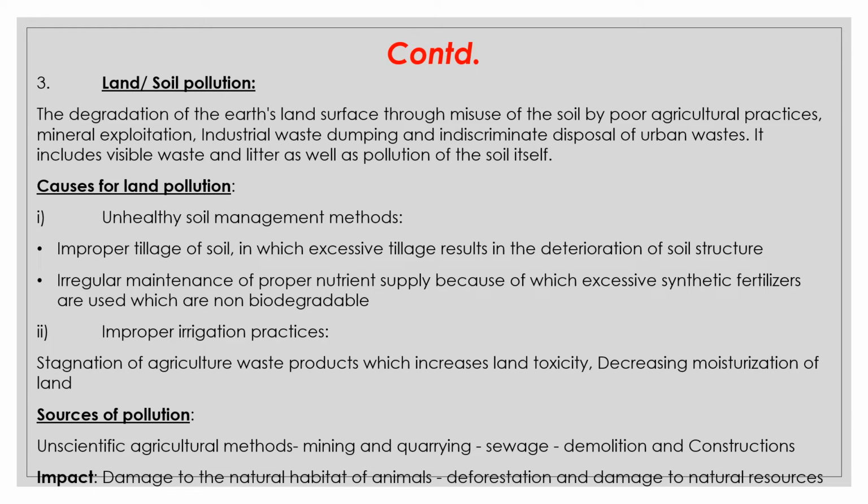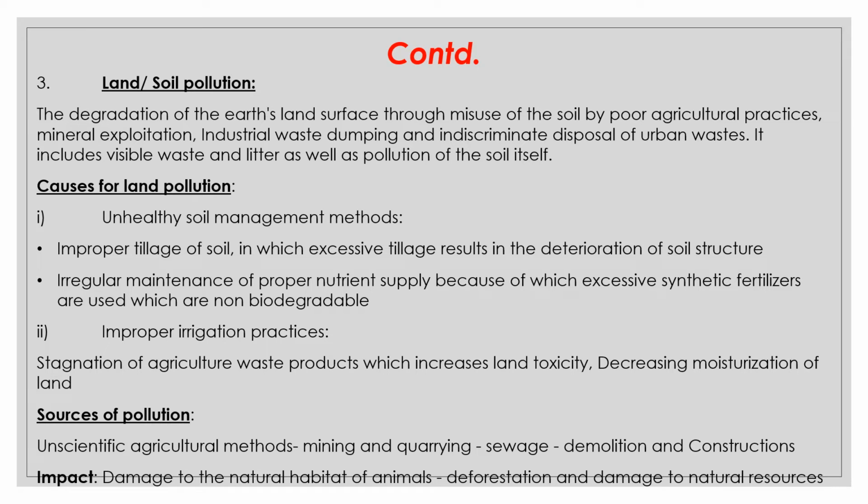Irregular maintenance of proper nutrient supply, because of which excessive synthetic fertilizers are used, which are non-biodegradable. So non-biodegradable fertilizers and pesticides are used. Because of which soil has become infertile and also crops are not getting proper nutrient supply.